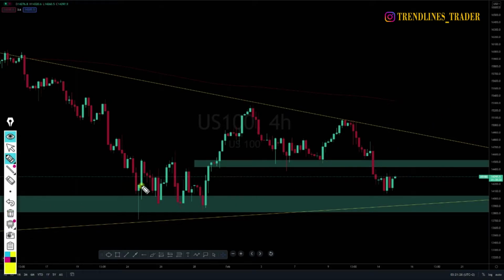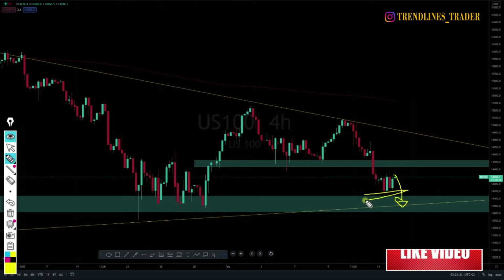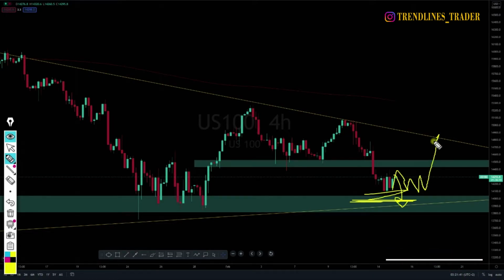I don't think the market will be breaking below this area that we are having here. The price will respect this area. If it doesn't, it will continue with the consolidation before it breaks high. I hope you guys are able to understand that.